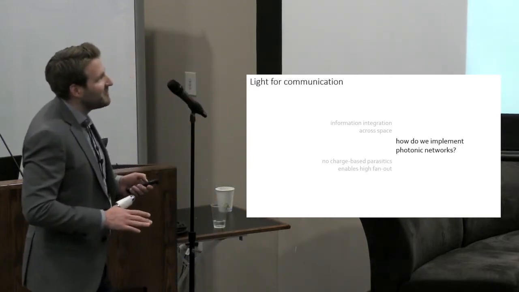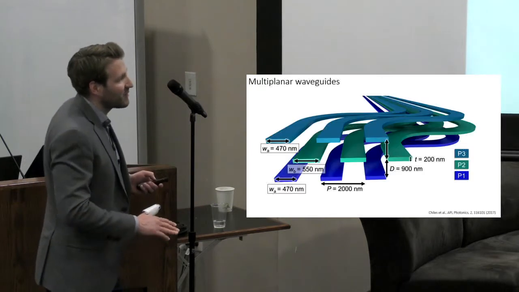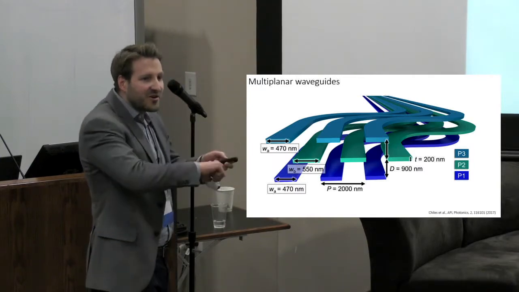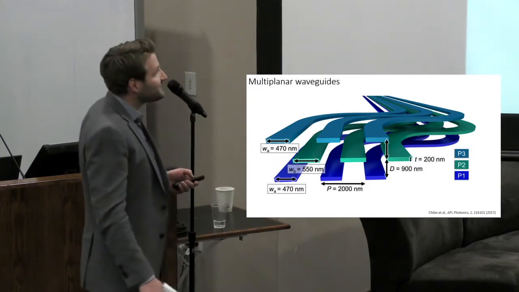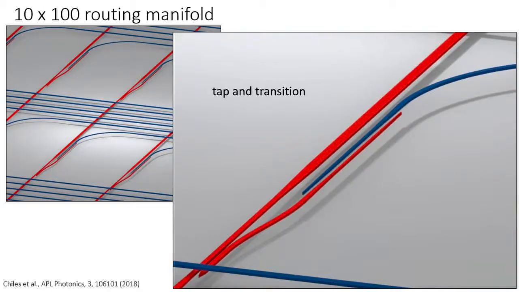But first, I want to discuss how we implement the passive aspect of photonic neural networks. Suppose we already have light sources. How do you route the light from each neuron to its 10,000 connections? Well, you have to use multiple planes of waveguides, just like you have to use multiple planes of wires in an electronics process. So we've developed this multiplanar photonics process at NIST. We're doing it with amorphous silicon as well as silicon nitride.